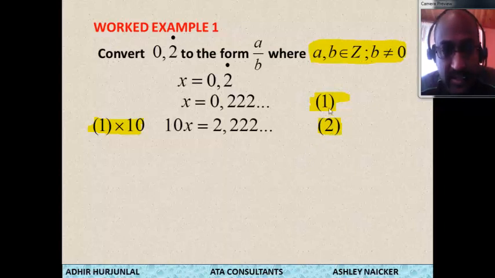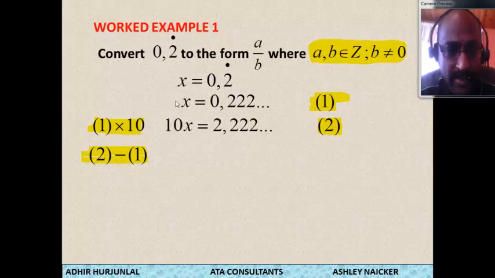One more time, guys. I took equation number 1 and multiplied it by 10. 1x times 10 is 10x. 0,222 times 10 is 2,222. Equation number 1, equation number 2. That's good. Let's continue. Once I've got my equations, I will now try to subtract them. In this case, it becomes easy. I simply take equation number 2 minus equation number 1.